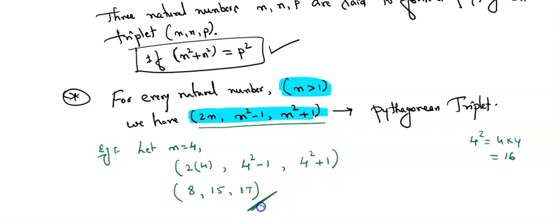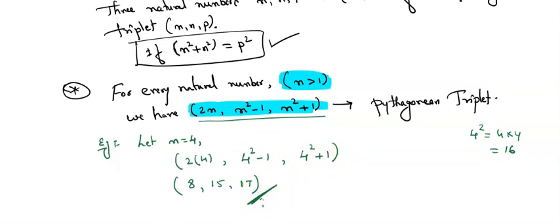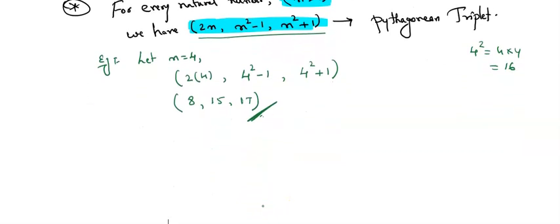So this is our Pythagorean triplet. For example, now I want to do the verification. Suppose in your exam they have given you this question and they are asking you to identify which is a Pythagorean triplet. Out of these three numbers, 8, 15, 17, is it a Pythagorean triplet? As I have given you the logic.